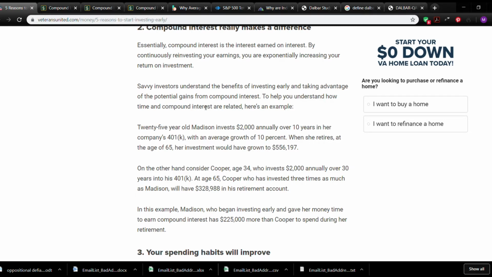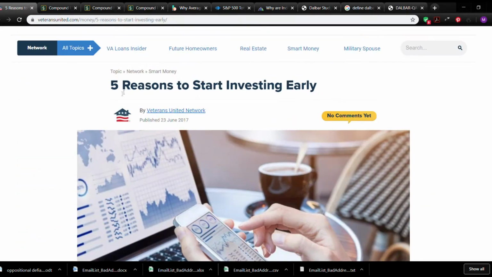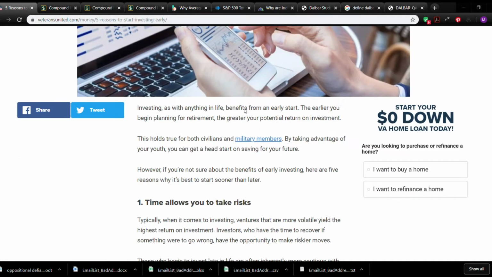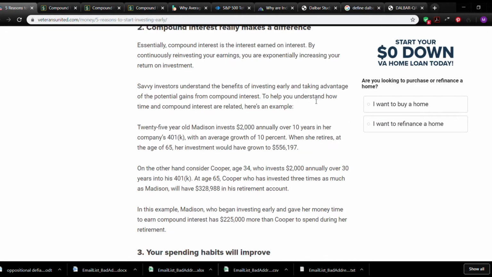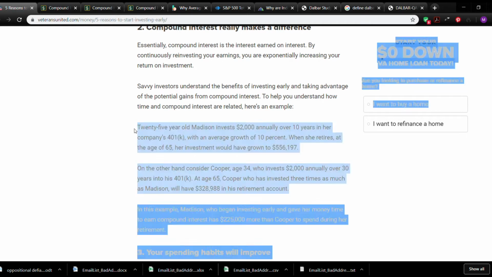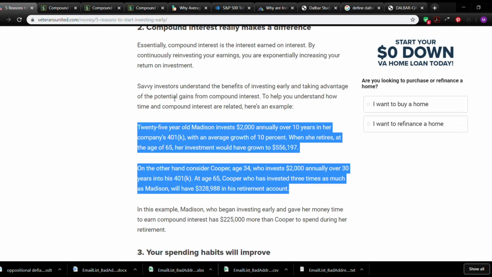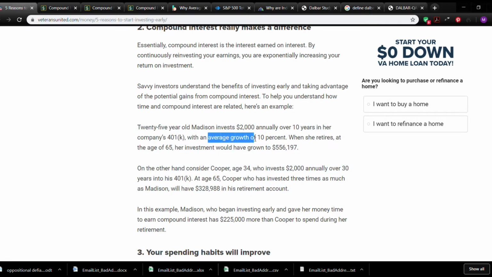And let me just show that this isn't, I think, an isolated case. This was the top search that I got. It's from a website titled Veterans United. In the article on their website entitled 5 Reasons to Start Investing Early, under the section Compound Interest Really Makes a Difference, you see a similar example. In this case, we're contrasting Madison and Cooper. So 25-year-old Madison invests $2,000 annually over 10 years in her company's 401k with an average growth of 10%. Now notice this, an average growth of 10%. When she retires at the age of 65, her investment would have grown to $556,000.